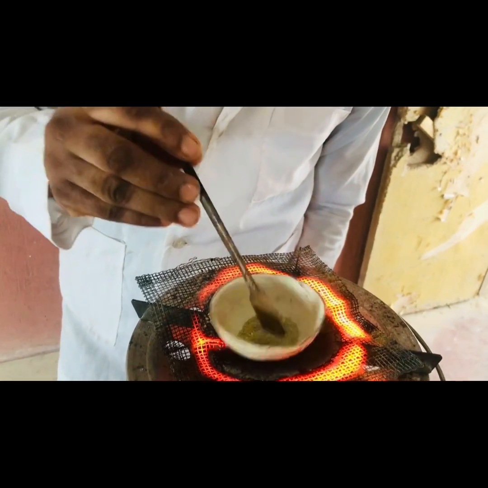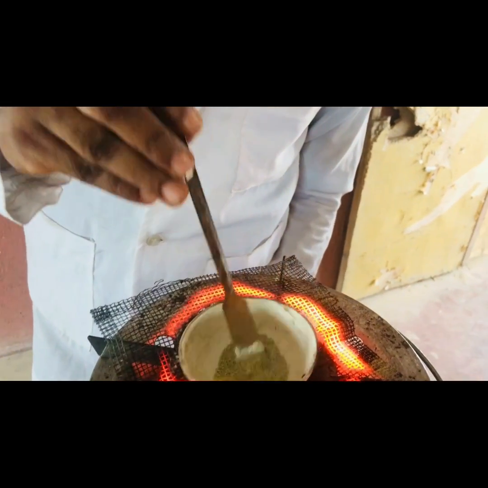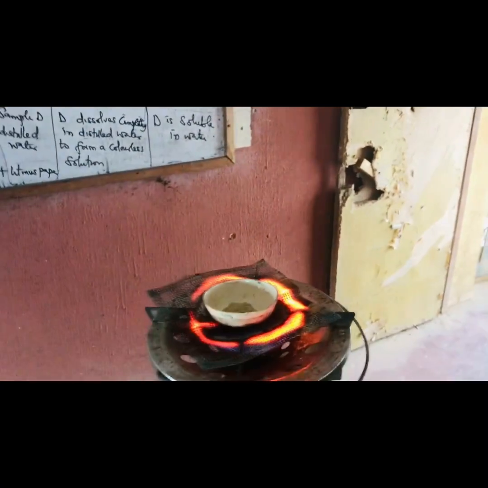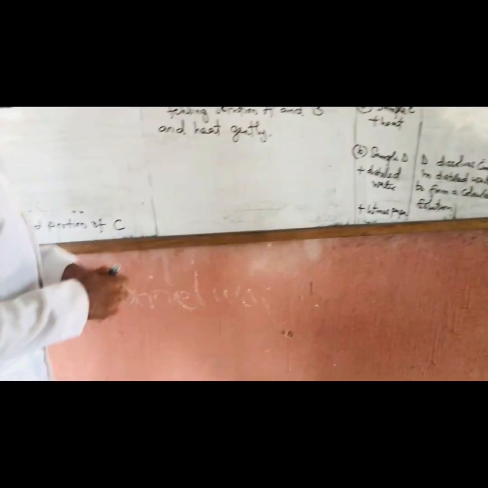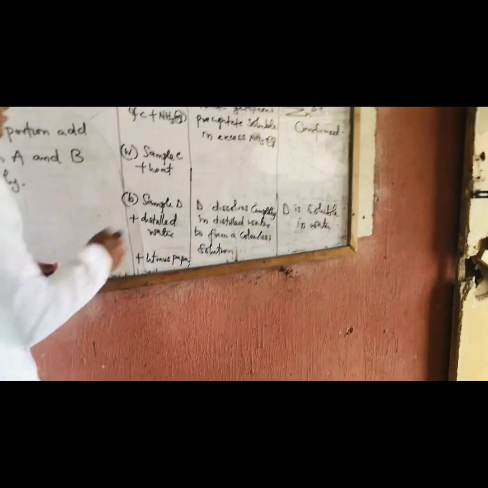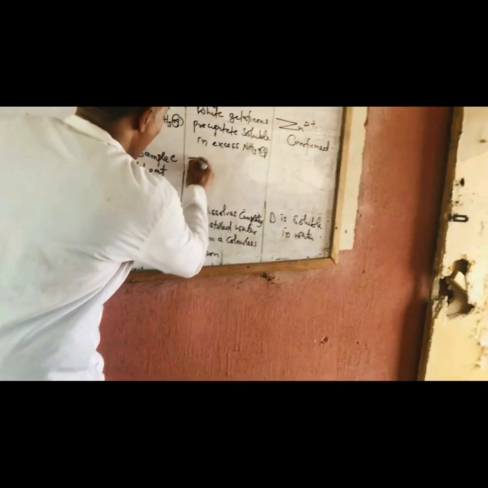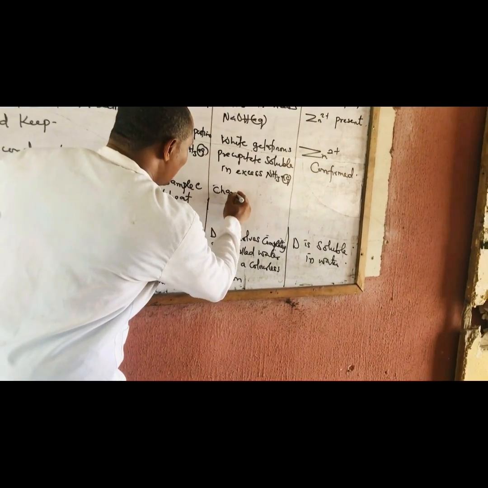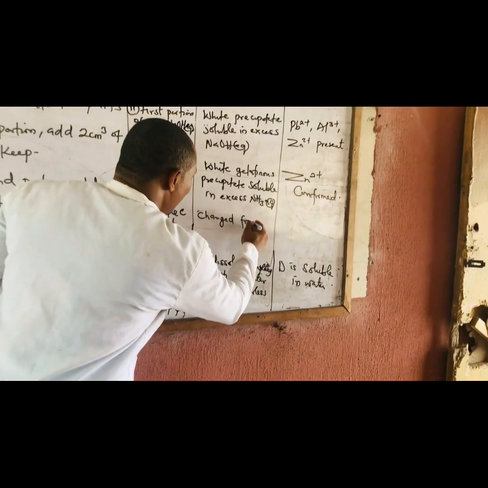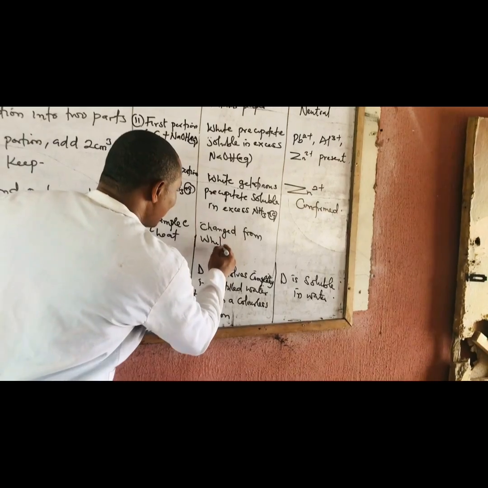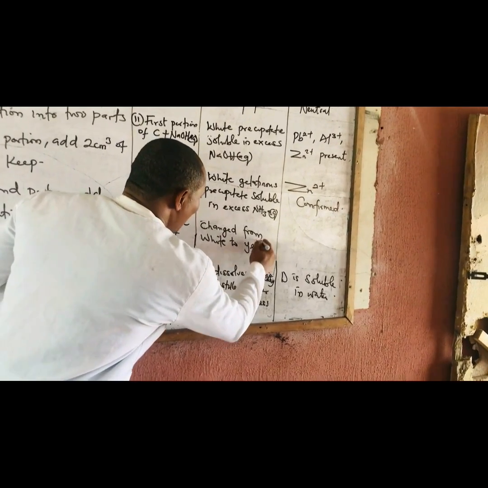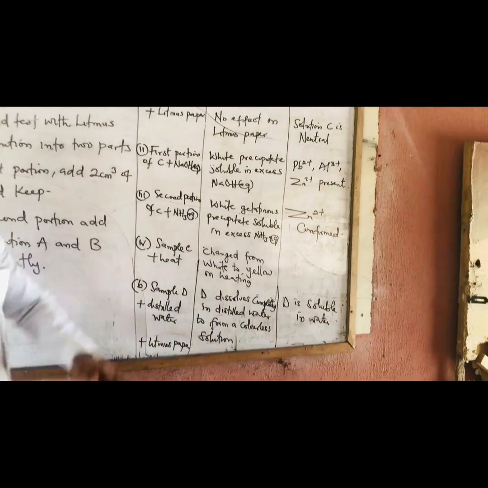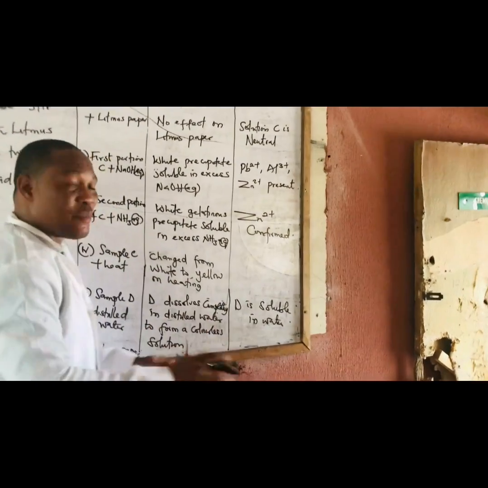Can you see it? Can you see that? That's the beauty of chemistry. So let me quickly record that. Now, sample C plus heat. Change from white, right, to yellow on heating. Can you see that as we have seen there? So what is that? That's a confirmatory test.